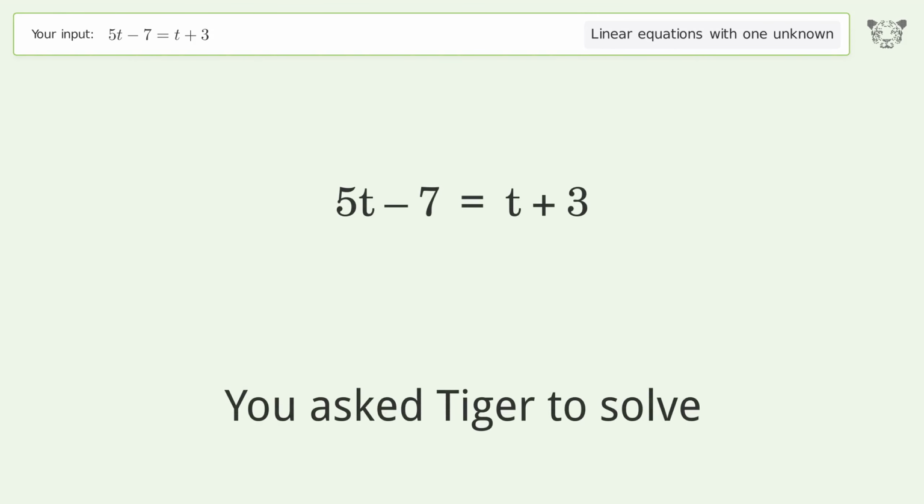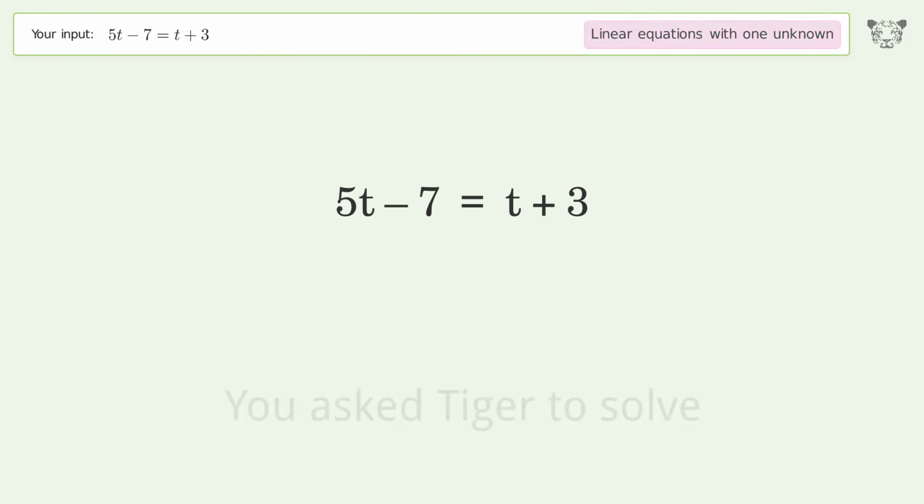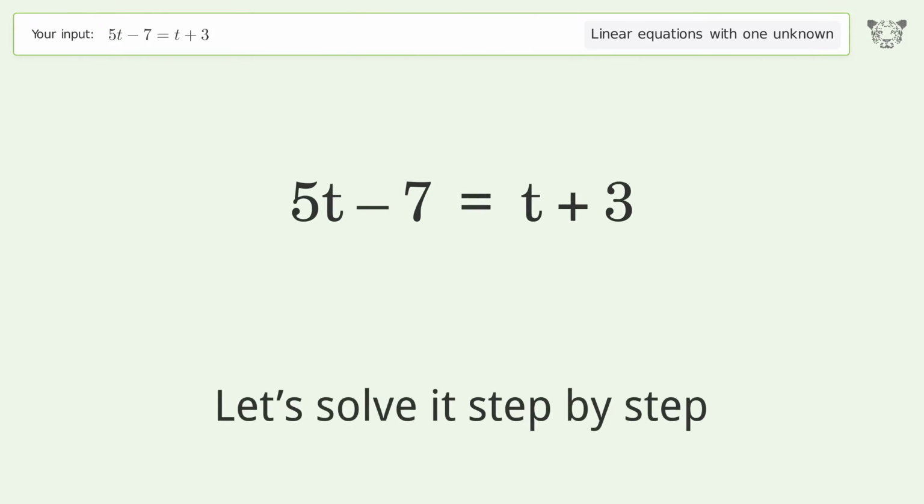You ask Tiger to solve. This deals with linear equations with one unknown. The final result is t equals 5/2. Let's solve it step by step.